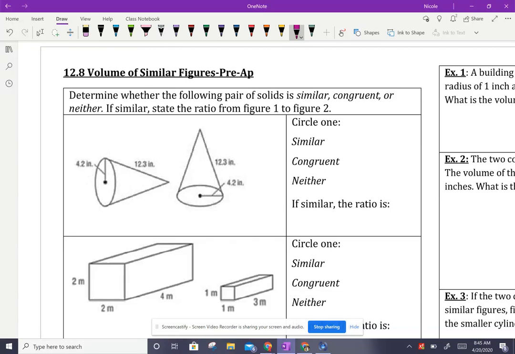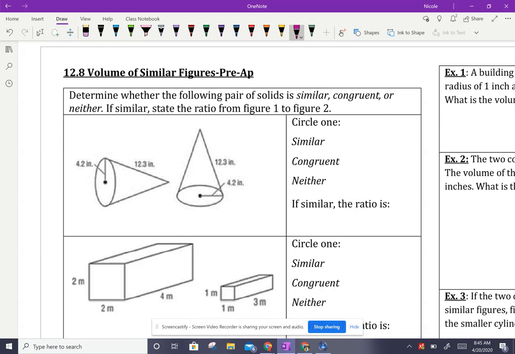Alrighty, so we are going to be starting 12.8, which is the volume of similar figures. And so this is going to involve things like scale factor. Again, we've done similar figures in triangles. Back in first semester, we did similar figures with area and surface area. So we're going to be continuing that trend.